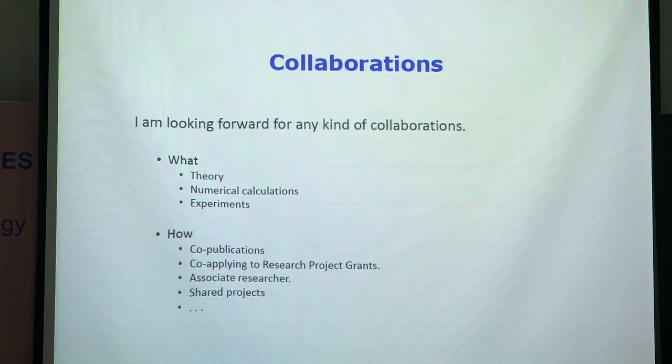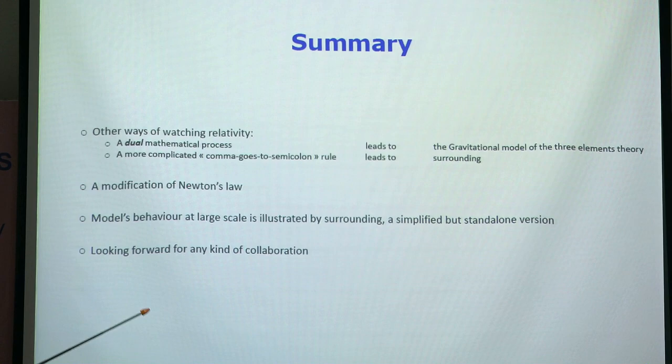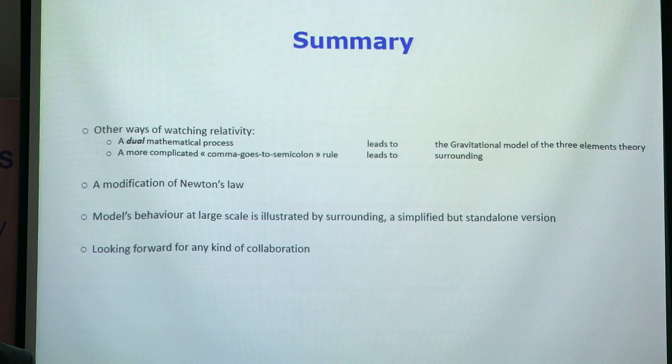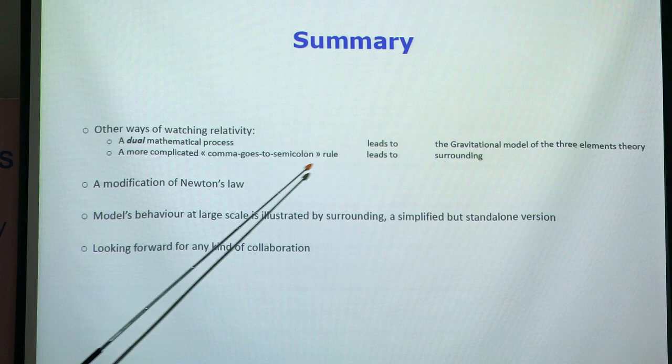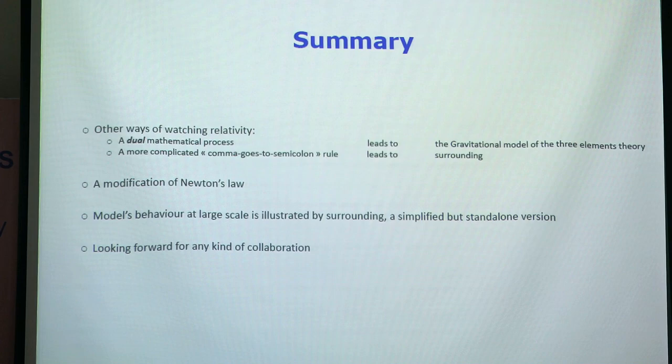And summary. We have seen that those models can be seen as a dual mathematical process, which leads to the gravitational model of Friedman theory. A more complicated comma goes to semicolon rule leads to surrounding, so there is a modification of Newton's law. The model's behavior at large scale is illustrated by surrounding, simplified by the standalone version. And I'm looking forward to any kind of collaboration. Thank you.